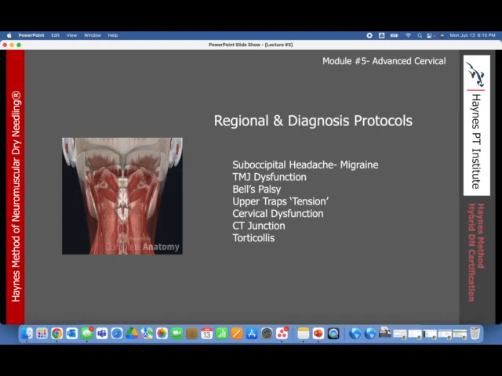And this list here for our regional diagnosis protocols is not all inclusive. There are tons more that we can use out there. I've just brought in several that we frequently will see. One being our suboccipital headache or the migraine that tends to happen back there, our TMJ dysfunction, Bell's palsy, that upper trap tension thing that we see very commonly, any sort of cervical dysfunction, that just a generalized approach for cervical pain. We also have to look at it from a cervical thoracic junction pain if it's a little bit lower, and then we can also look at torticollis that seems to pop up from time to time.